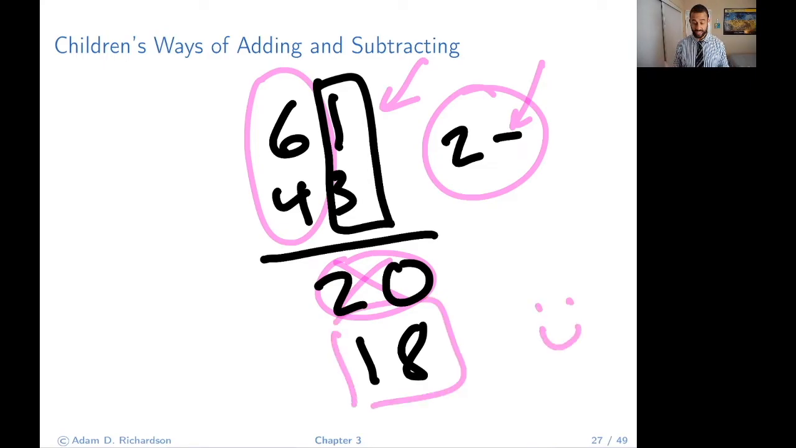And notice that, again, there's so much flexibility here. It didn't matter where he wrote the numbers or how he wrote the numbers. He knew how to do the problem. He knew everything. Really great.